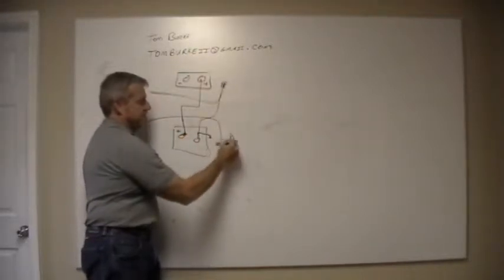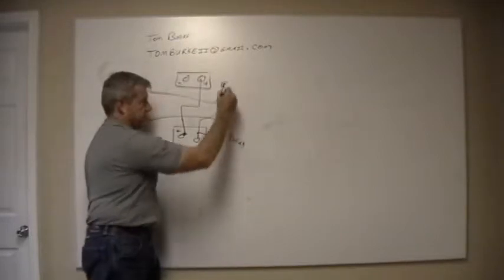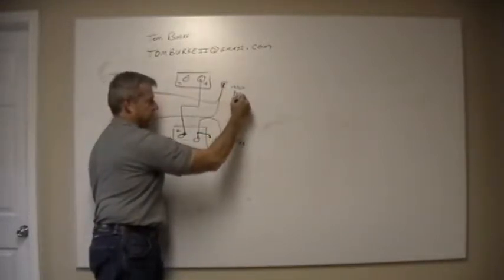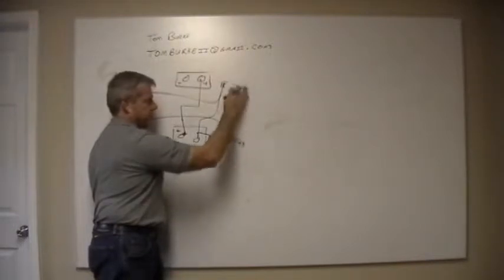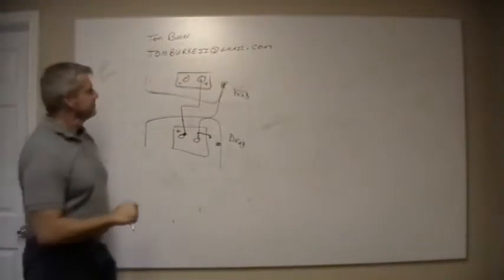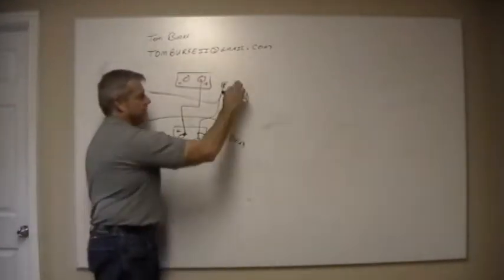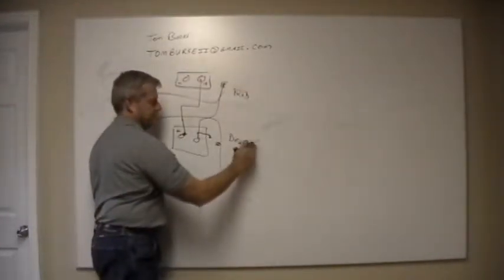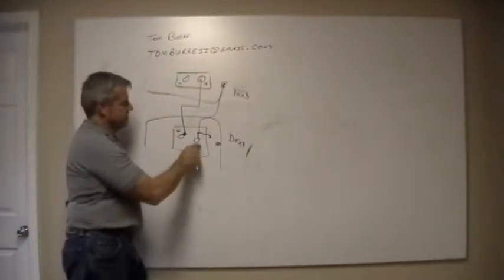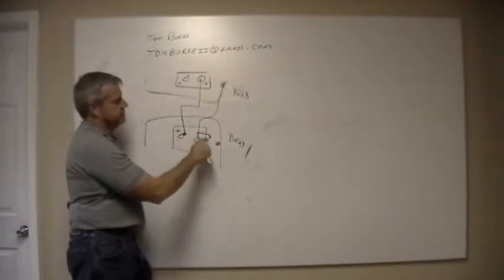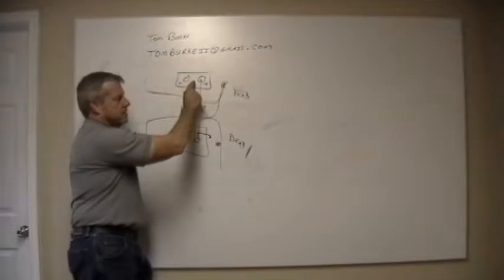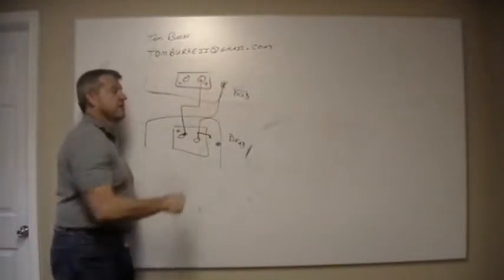And this is the dead car. And this is the not dead car. So the reason you do this, you start on the dead car, you connect positive first, and then you connect ground, and then you come over here to the live car, positive and then ground.